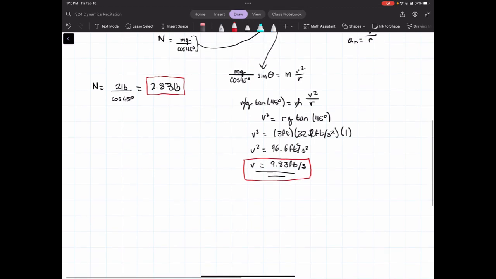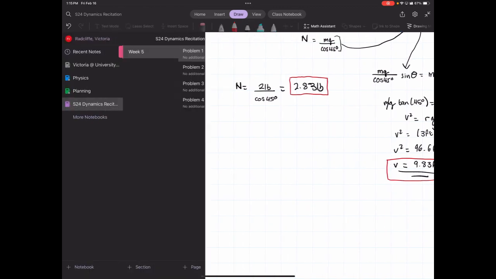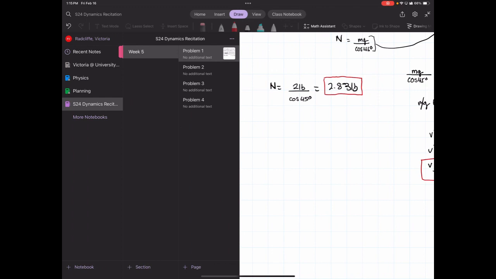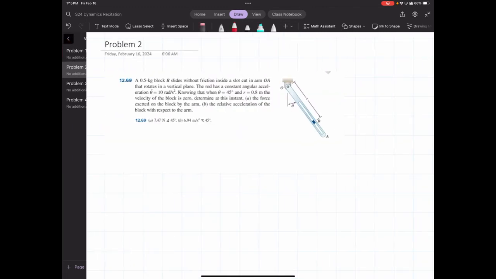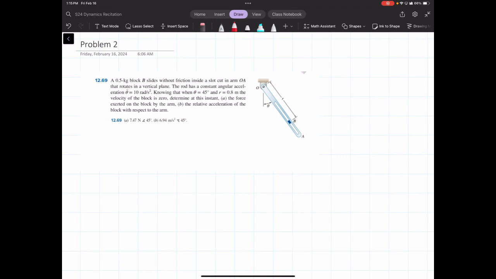All right. Any questions about that one? Anything you want clarified? All right. So here's our next problem. I'll give you a second to copy it down, make a sketch, whatever you need to do.